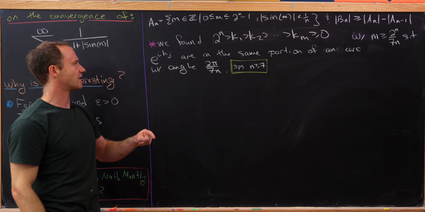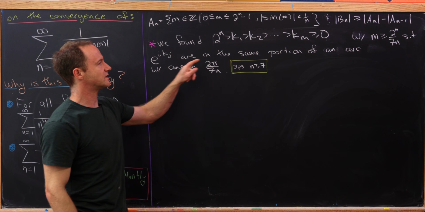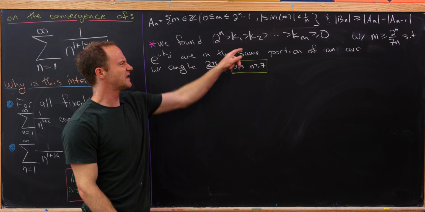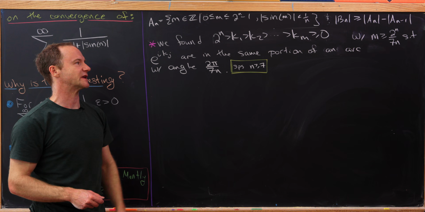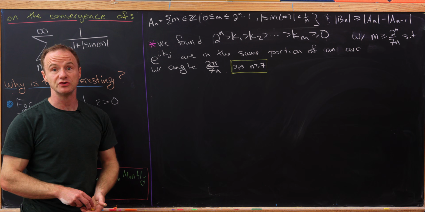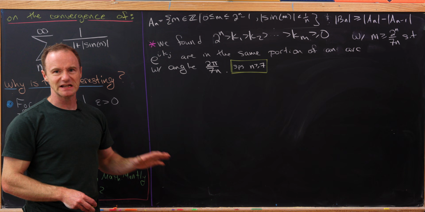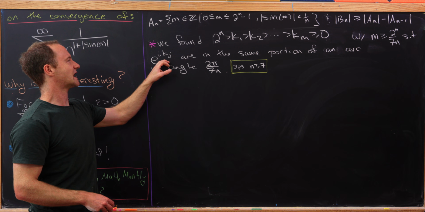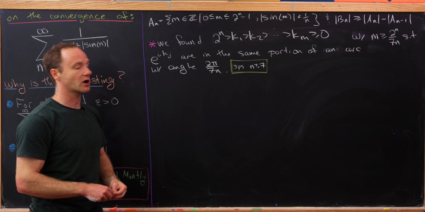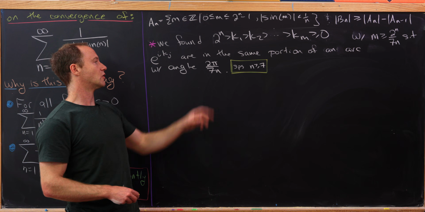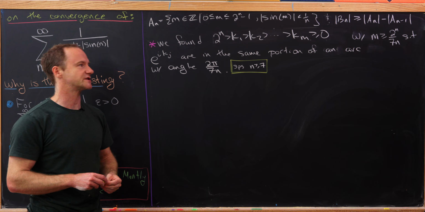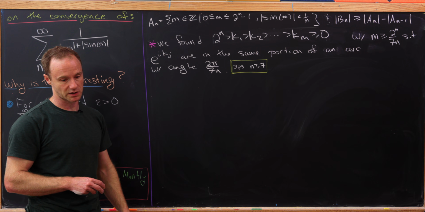So here's a summary of what we did on the last board. We found m total numbers that were between 0 and 2 to the n, and I've put them in a slightly different order, but this is a little bit easier to work with. By the pigeonhole principle, we knew that m was bigger than or equal to 2 to the n over 7n, and these satisfied the following rule: e to the i k_j, where j is between 1 and m, are in the same portion of an arc on the unit circle where the angle was 2 pi over 7n. Recall that was by splitting up this unit circle into 7n equal arcs.